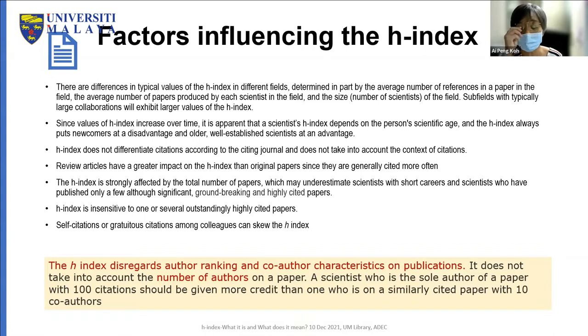If you are the sole author or it's a co-authorship of 100 authors, everybody will receive the same citation and the same H index count. And if you're aware, there are now some papers published by what they call group authors, and the group authors consist of more than 1,000 authors. We call it mega authorship.